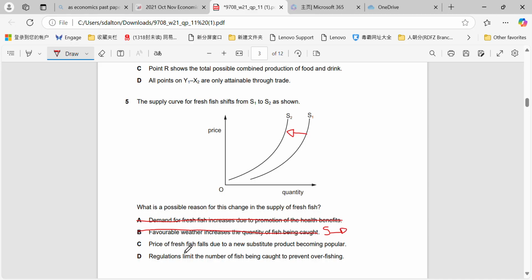Price of fresh fish falls due to a new substitute product becoming popular. Again, that would not cause a shift to the left. Regulations limiting the number of fish being caught to prevent overfishing, however, would restrict the supply level of fish. It would restrict how much we can actually catch.